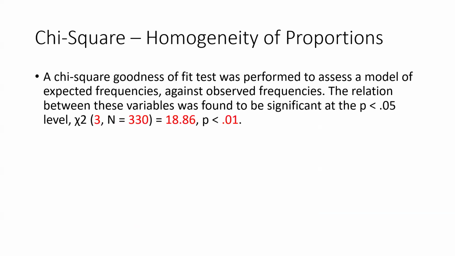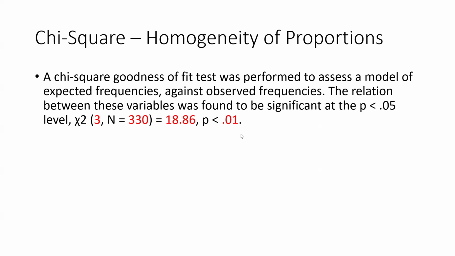And as such, we're going to say a chi-square goodness of fit test was performed to assess a model of expected frequencies against observed frequencies. The relation between these variables was found to be significant. Here is our chi-square. Degrees of freedom was 3. 330, that's the total number of individuals observed. So it's faculty plus professors plus adjuncts plus custodial staff is 330. Here is our p-value. It was less than 0.01. And here is our chi-square value.